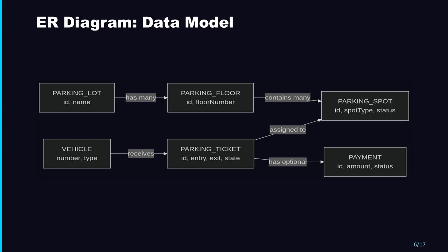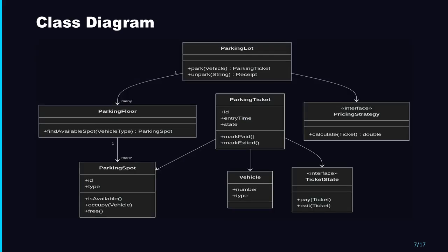This is a simple data model. A parking lot has many floors. A floor has many spots. A vehicle receives a ticket. A ticket is assigned to one spot. When the driver exits, payment is attached to the ticket. In LLD, you do not always need a full database design, but showing a clean ER sketch helps you think about persistence. The class diagram follows directly from requirements.